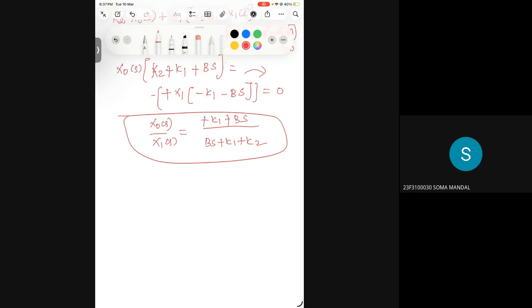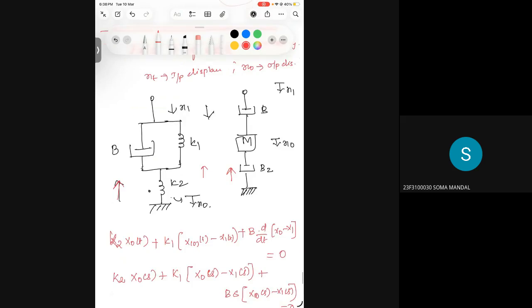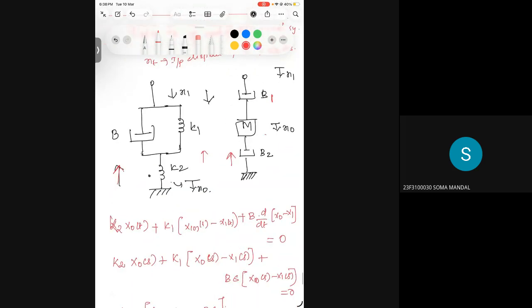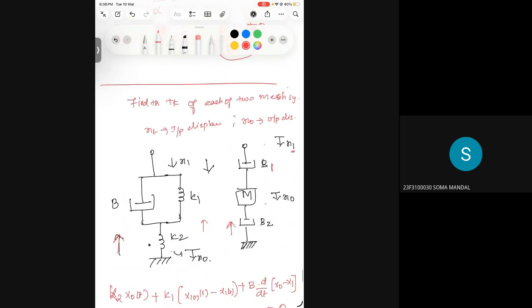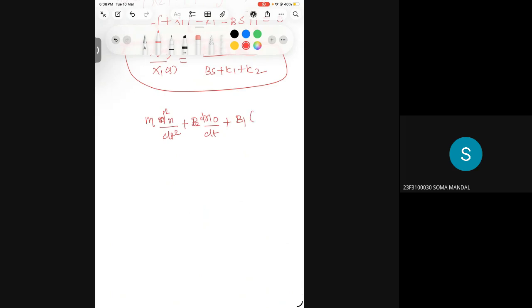For the right hand side system, which doesn't have any parallel circuits, the transfer function is going to be straightforward. Since I used to write mass first because it has the high degree polynomial, I'm going to write m first. You can also start with b1, no problem. M into d squared x divided by dt squared plus b2. Okay, this is b1, right? So this is associated with x naught, this is associated with x1. So b2 will be associated with x naught, so dx naught by dt, plus b1 is in between x1 and x naught. Since I'm writing from down to up, d x naught by dt minus dx1 by dt.